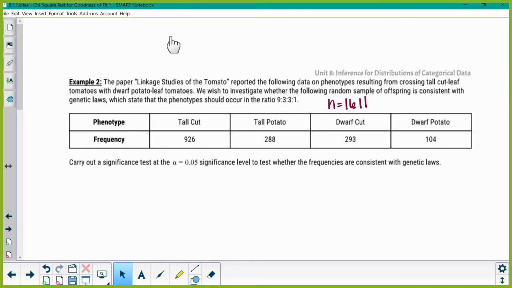Again, I'm noticing that it is one row, multiple columns, which is a one-way table, signaling we're probably going to be doing a goodness of fit test. Carry out a significance test at the alpha equals 0.05 level to test whether the frequencies are consistent with genetic laws. So I am going to go ahead and set up. I do see that I have counts. Frequency is counts. I don't have any quantitative data, so that's good.